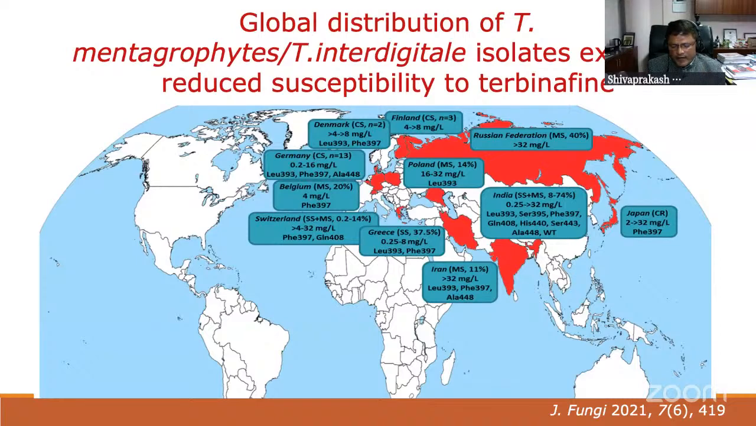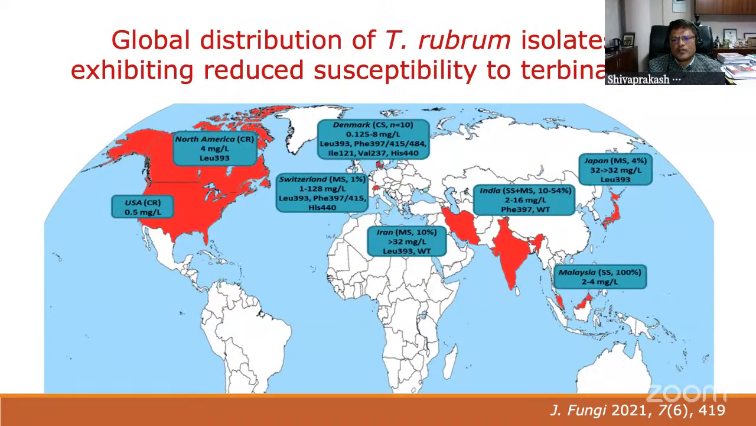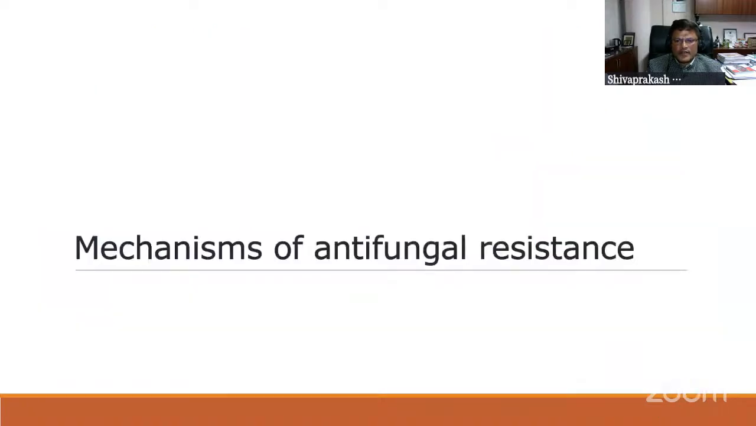And the terbinafine resistance was first identified from our lab, and we showed that for Trichophyton indotineae, mutation in squalene epoxidase was the major agent responsible for resistance. Even in the case of Trichophyton rubrum, we can see terbinafine resistance.